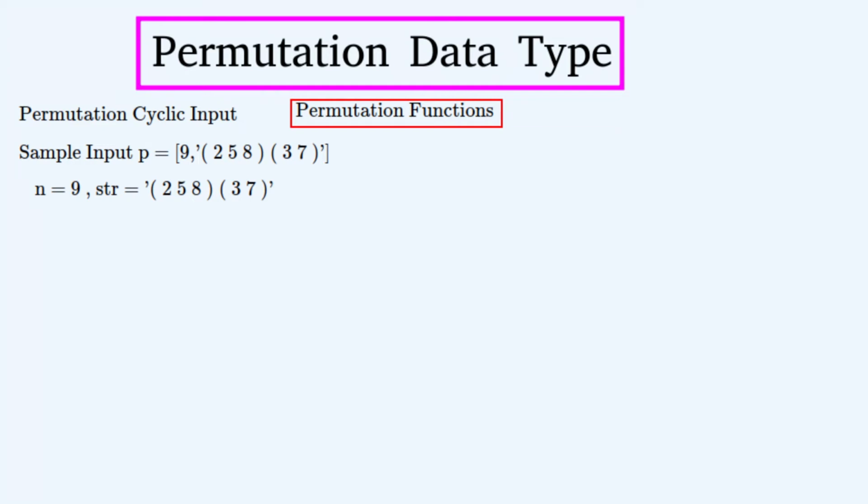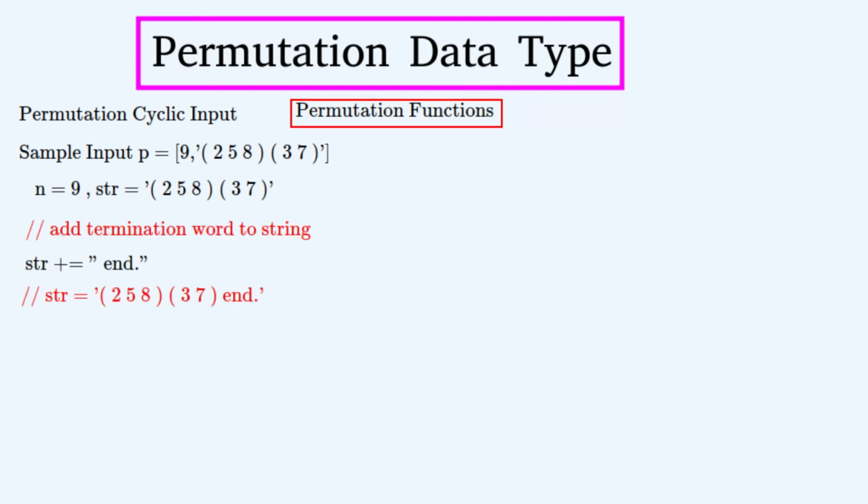Here is what cyclic notation looks like. The permutation is stored as cyclic loops, so that, for example, 2 goes to 5, then 5 goes to 8, and then 8 goes back to 2. The length of the permutation is passed separately. So we'll add a terminating symbol or word to this string, and we'll set the permutation length.